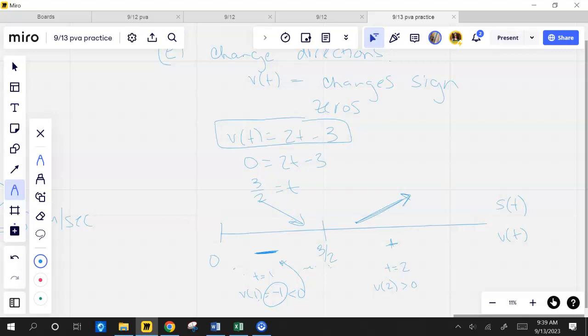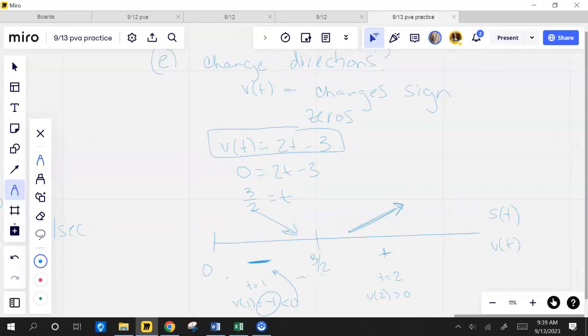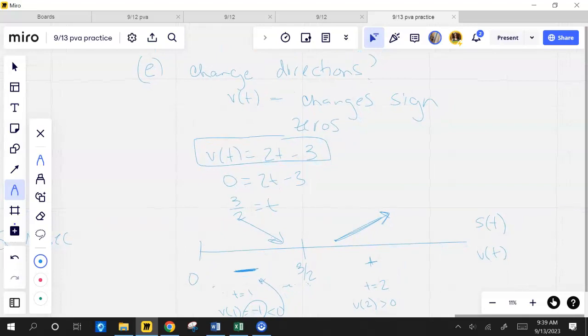That was us testing to see what's happening there because it asked me, did it change direction? Well, it did because it was going down and now it's going up. So it did change direction here. Had I plugged it in and gotten a negative number here, it wouldn't have changed direction. It paused for just a second. Maybe my bug got tired for a minute and he stopped, and then he kept walking in the same direction. But this one, he started walking, stopped at 1.5 seconds, and then he went back the other way.